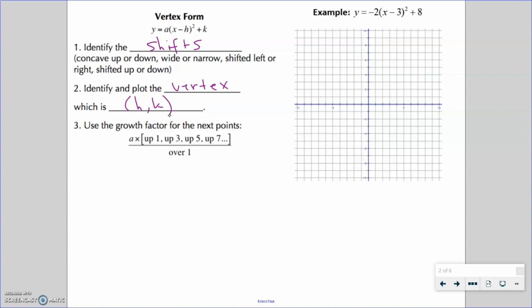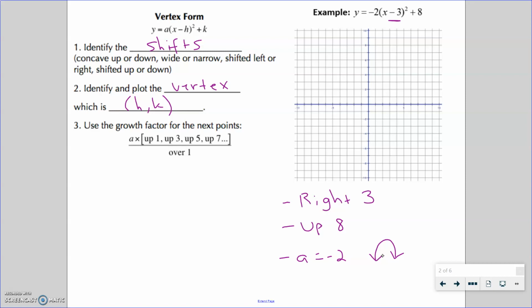So our vertex, first shift is with this x minus 3. That means we're going right 3. Remember, it's opposite of what we think it should be doing. The plus 8 at the end tells us we're going up 8. It's a negative 2, so my A value is negative 2, which means it's concave down or a sad face. And we're going to use that 1, 3, 5, 7 to get us some more points once we get started.